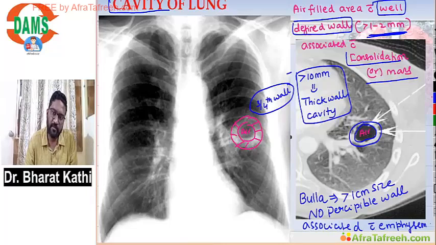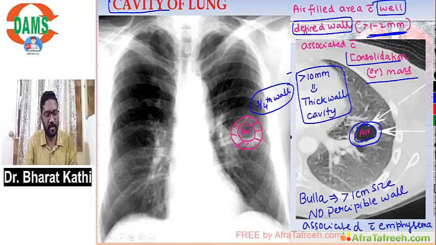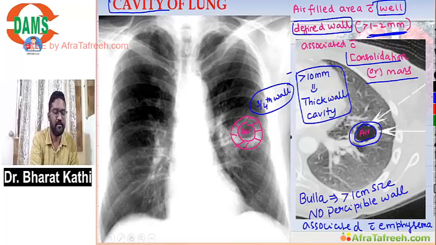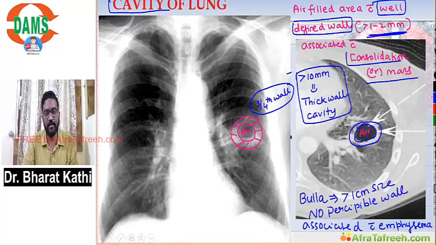So where is bulla happening? It is happening distal to the terminal bronchiole, where you will have all the tiny structures such as the respiratory bronchiole. And this is the definition of bulla: it is an air-filled area more than 1 centimeter in size with no perceptible wall. You cannot identify the wall, and it is usually associated with emphysema.